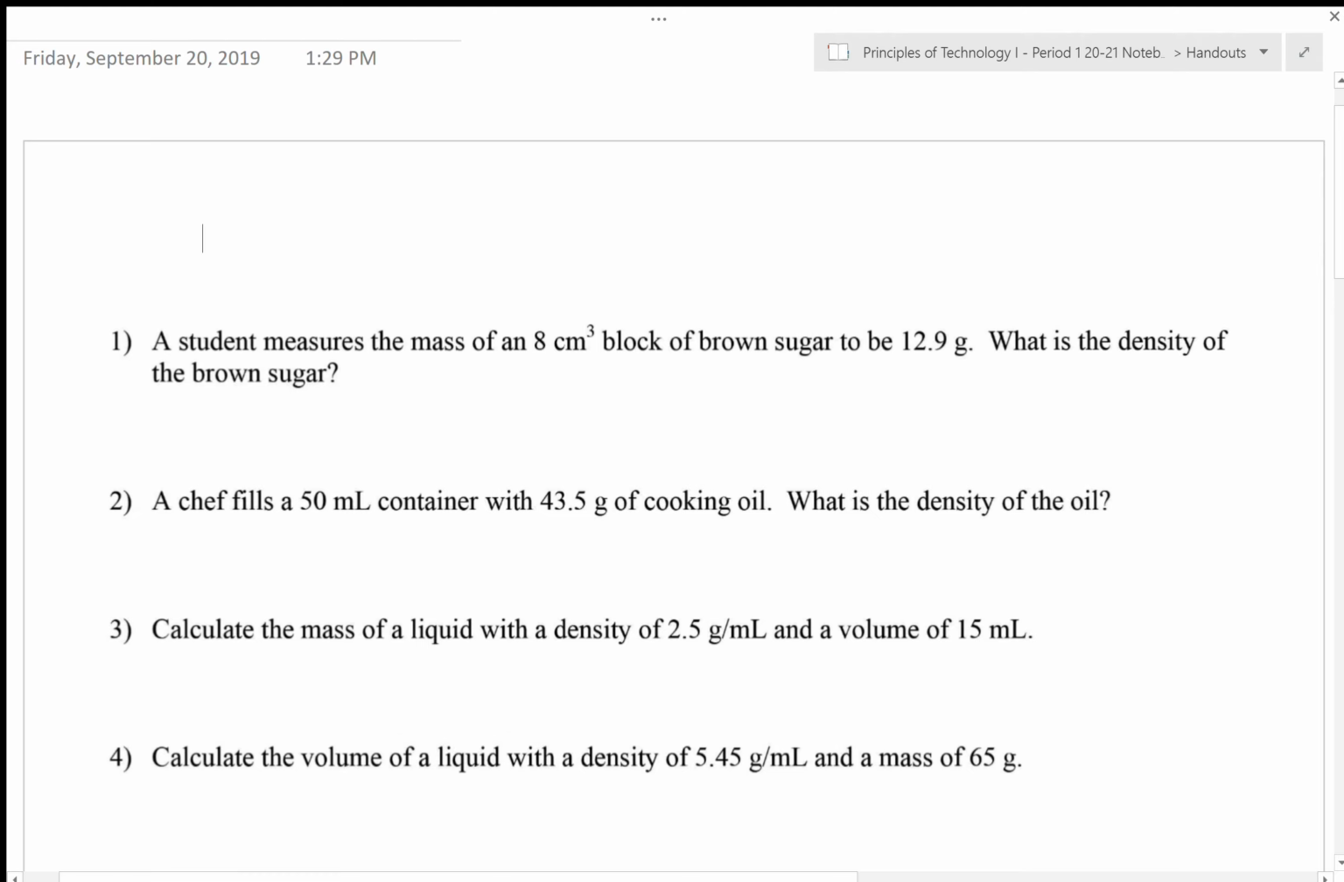So question number 1 says, a student measures the mass of an 8 cubic centimeter block of brown sugar to be 12.9 grams. What is the density of the brown sugar? For almost all of these equations, we're going to use density is equal to mass divided by volume. It may be rearranged such that mass is equal to density times volume, or volume is equal to mass divided by density. For number 1, we're going to stick with the first equation.